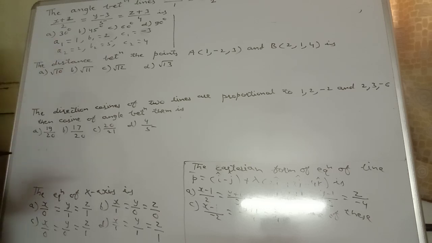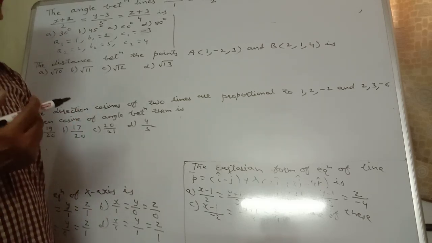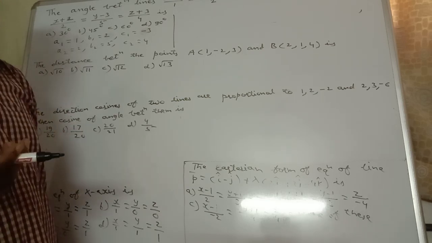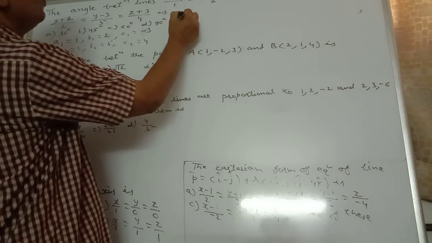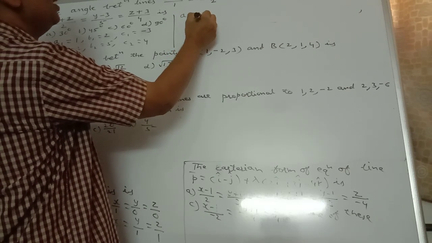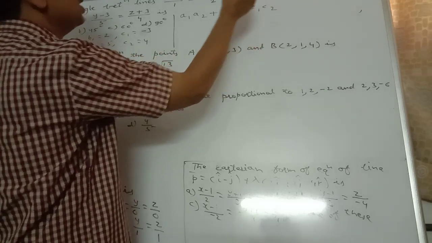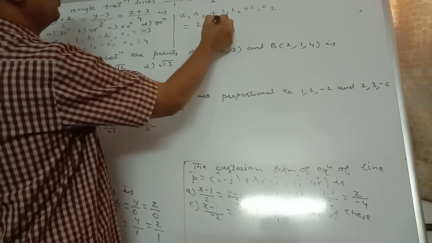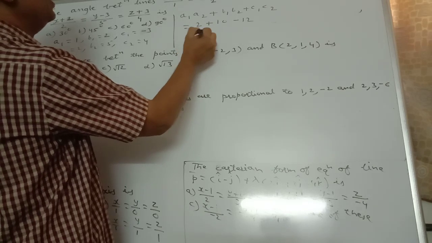Cos theta is given by (A1 A2 plus B1 B2 plus C1 C2) divided by under root (A1 square plus B1 square plus C1 square) times under root (A2 square plus B2 square plus C2 square). For convenience of calculations, let us first find the sum of products of direction ratios. 1 into 2, 2. 2 5s are 10, minus 3 into 4, minus 12. 12 minus 12, 0.